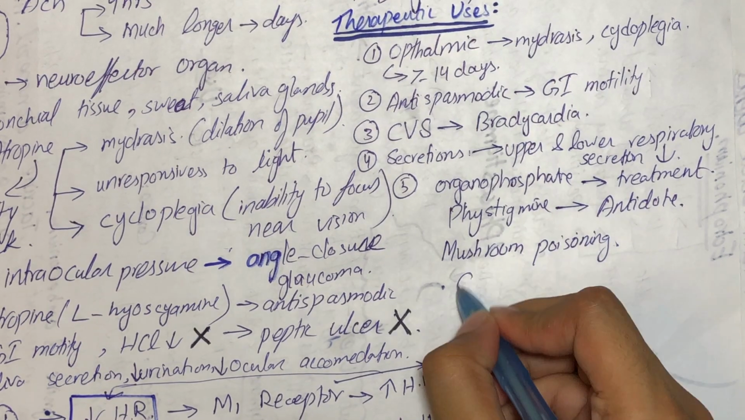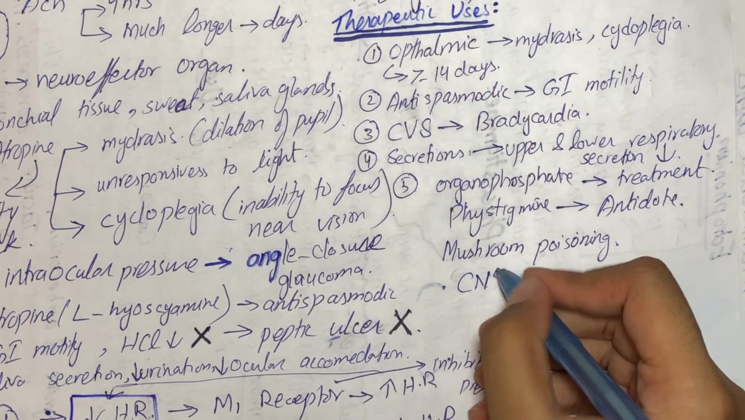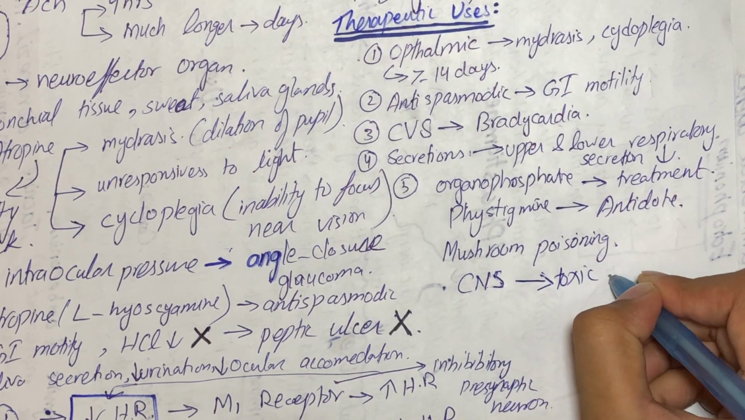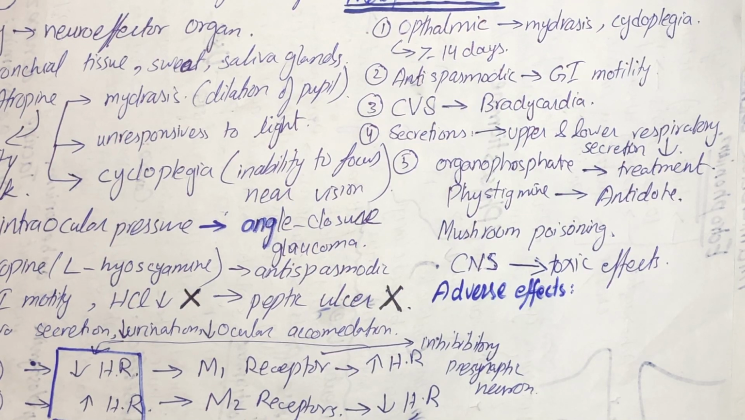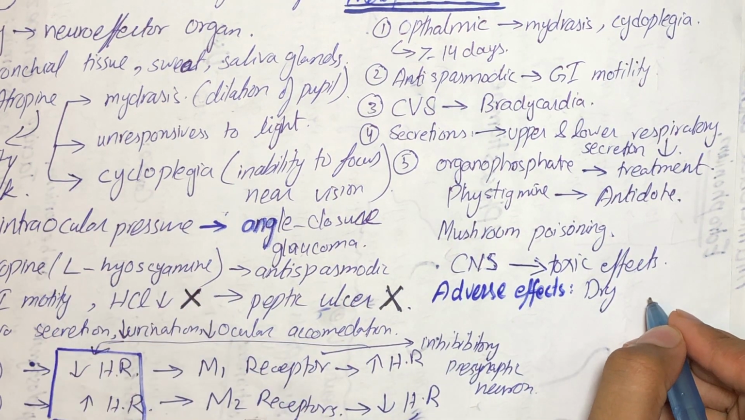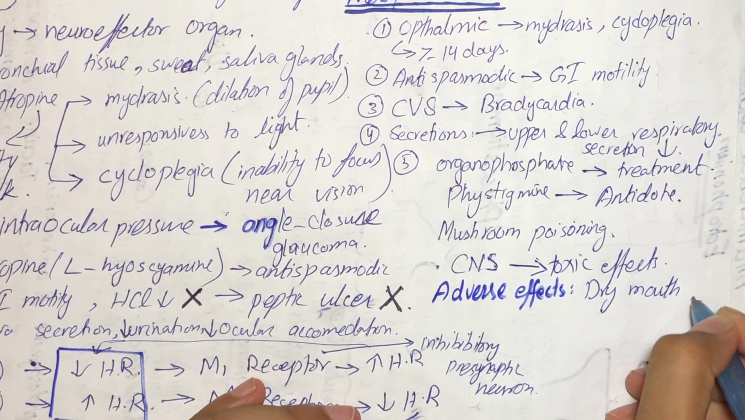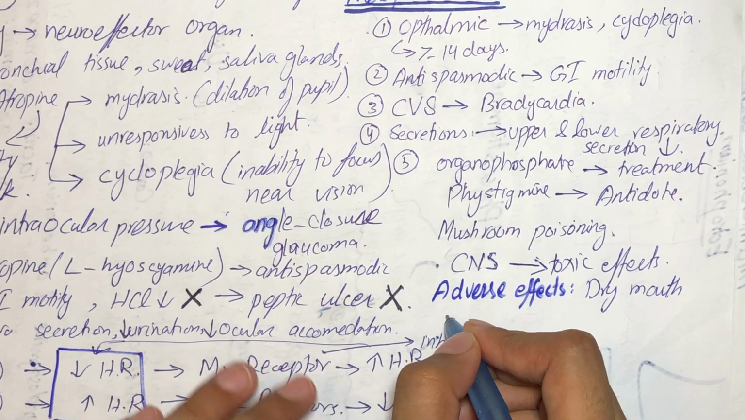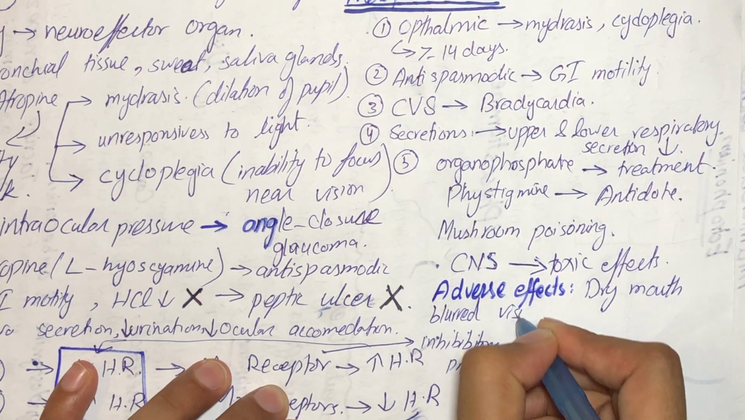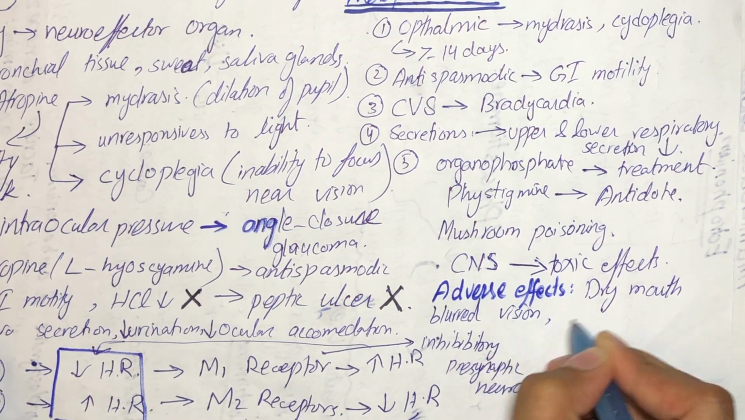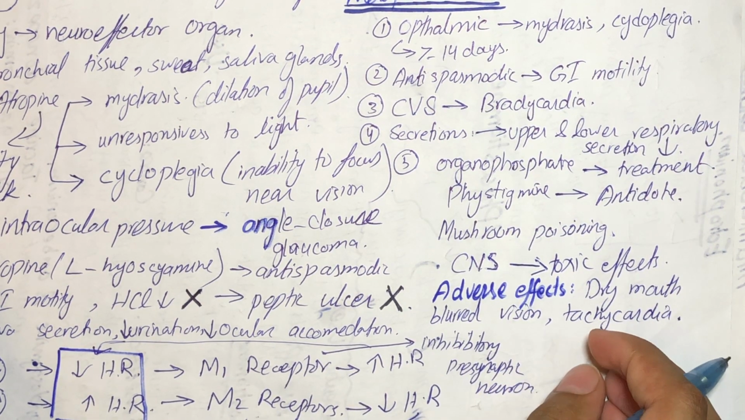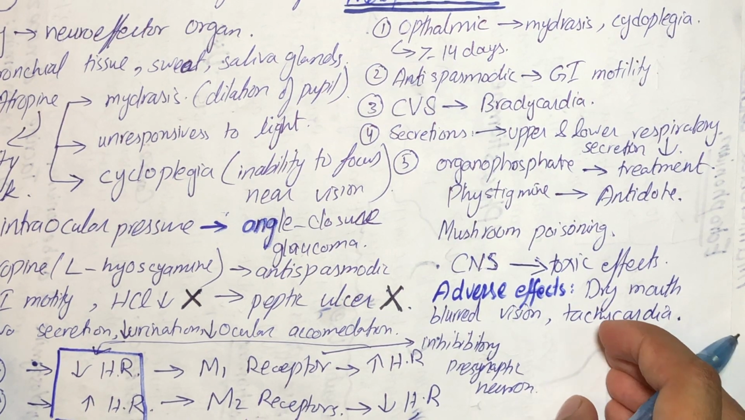Atropine has the ability to cross into the CNS, so it can also be used to overcome CNS poisoning or toxic effects. If we talk about the adverse effects of atropine, atropine can cause dry mouth, as we have discussed that it decreases body secretions. It also causes cycloplegia, which in other words can be called blurred vision. It also causes tachycardia. As I have told you earlier, an increased concentration of atropine can increase the heart rate, so it can cause tachycardia.